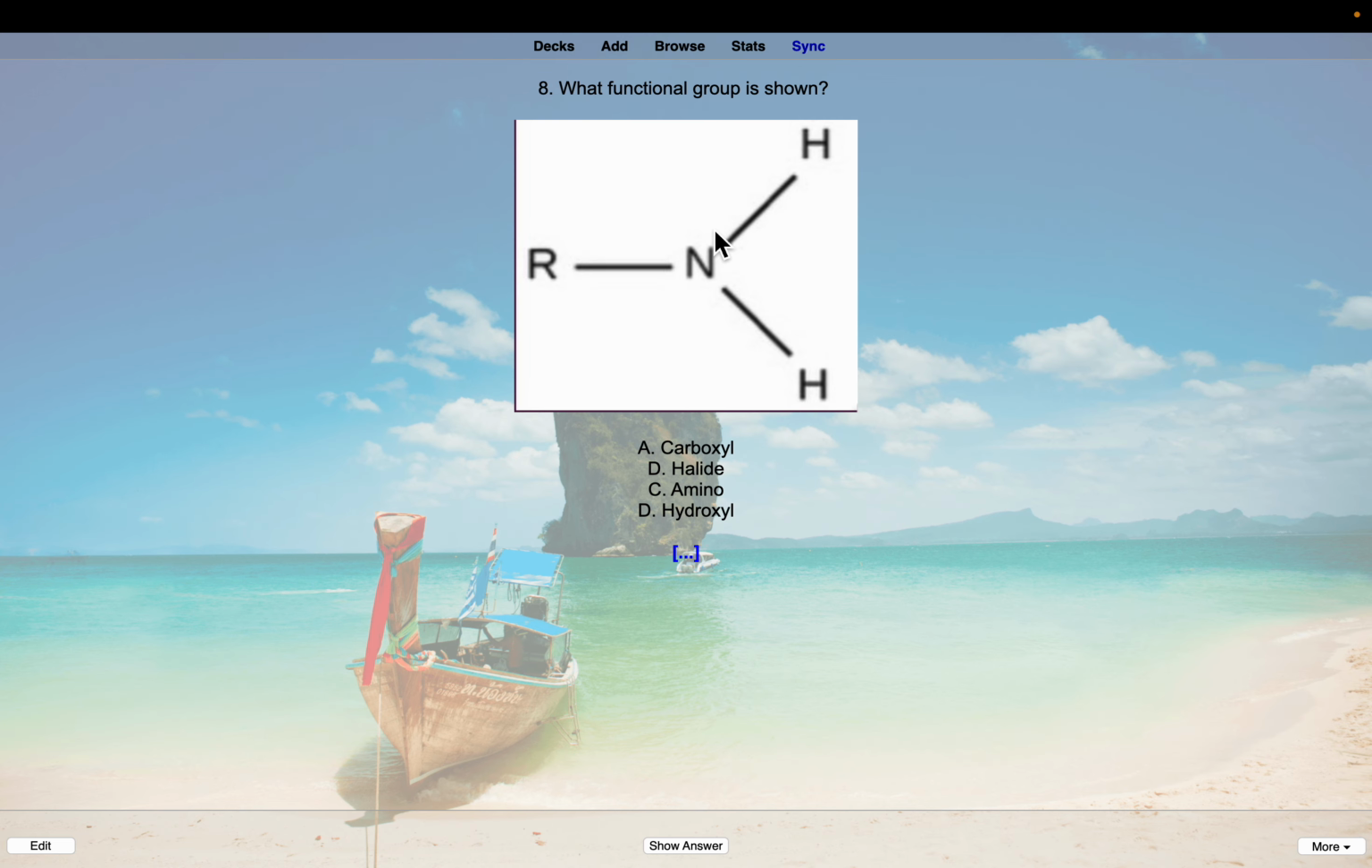What functional group is shown? So the clue here is we have NH2, and I guess this is basically a template for any hydrocarbon. Carboxyl? I don't think so. Halide, amino? Is it amino? Yep, it is amino. So NH2, just remember, is associated with the word amino, RNH2.